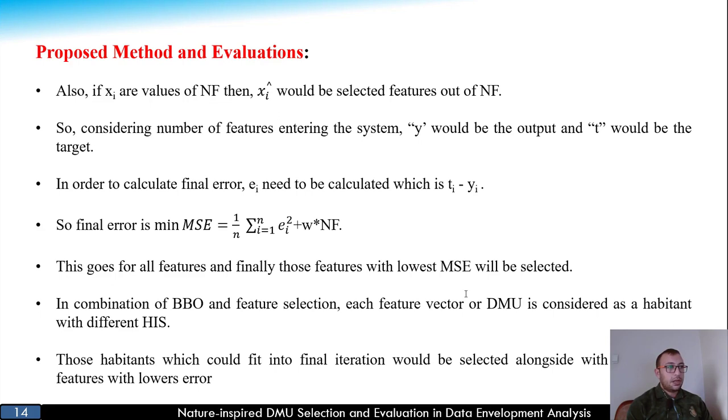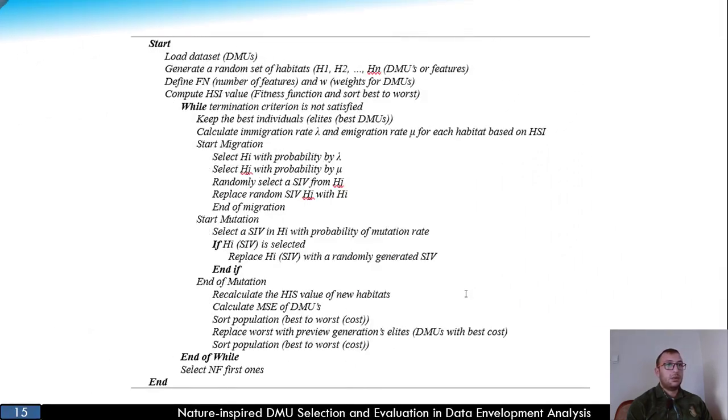In combination of BBO and feature selection, each feature vector or DMU is considered as a habitat with different HSI. Those habitats which could fit into the final iteration would be selected alongside their related features with the lowest error. Here we can see the pseudocode of BBO feature selection as I mentioned earlier.